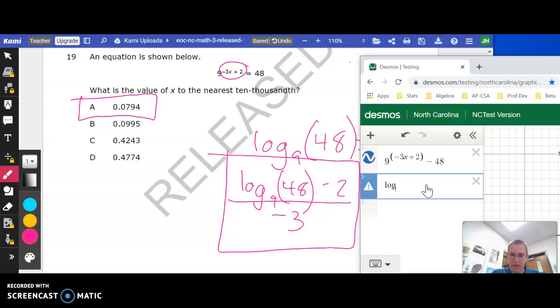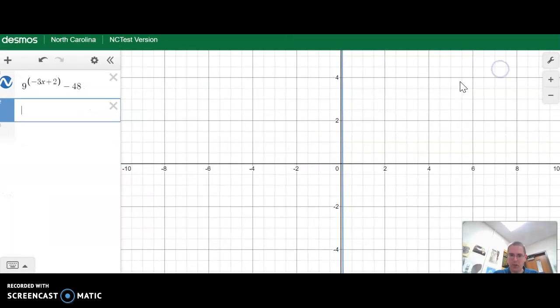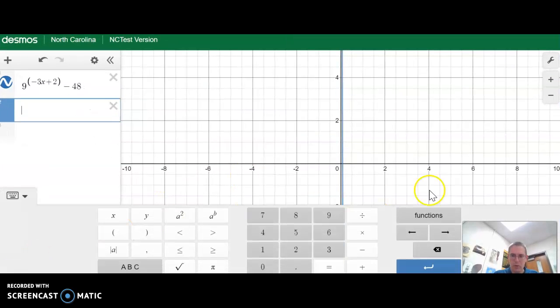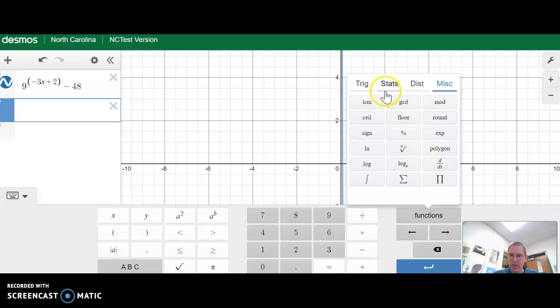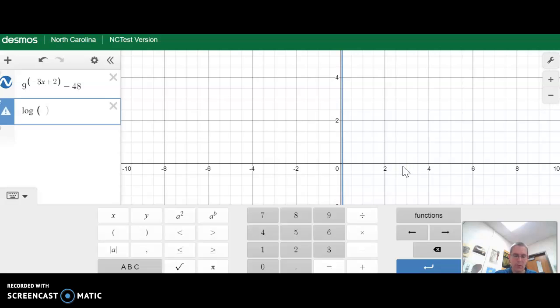The shift and the minus gives me a base, or the other way I can get that is I can pull this up. Well, I'm going to have to make Desmos bigger to show you all that. I can pull this up, go to functions, and then under miscellaneous, choose the log with a base. That's probably the easier way for most of y'all. But it was a log base 9 of 48.